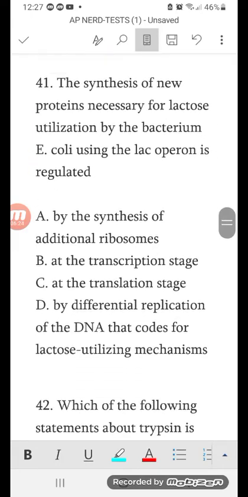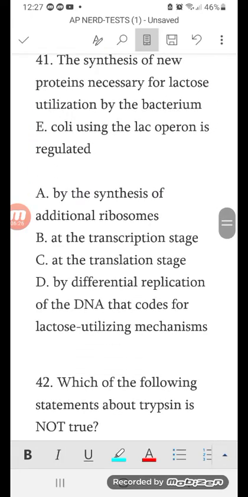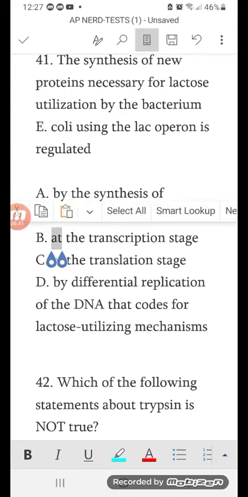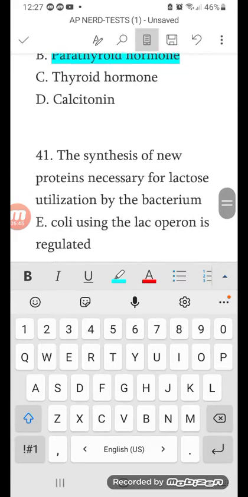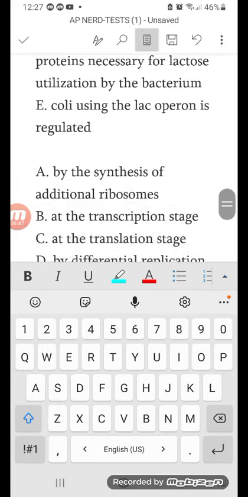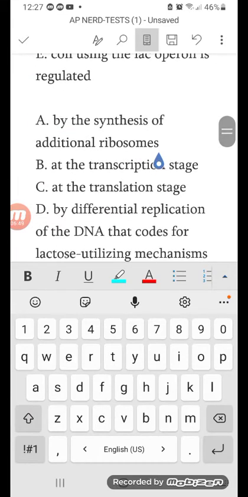The synthesis of new protein necessary for lactose utilization by the bacterium E. coli using the operon is regulated at the, and this is an easy question. They are telling you that it happens at the transcription stage. Of course, the answer is B. They happen at the transcription.